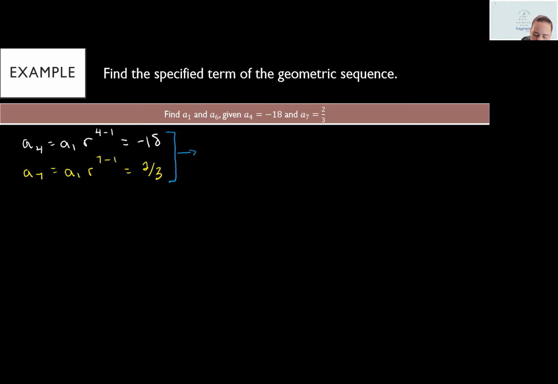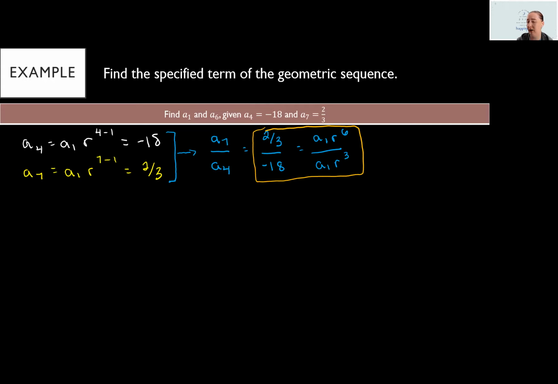You can take those two equations and we can divide them. So we can do A7 divided by A4. So that would be 2/3 divided by -18. And then that is also taking the actual part with the variables. A1R to the 7 minus 1 is 6, and then A1R to the 4 minus 1 is 3. And we are going to be basically taking this and solving.